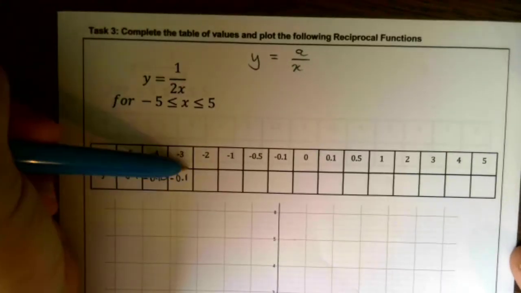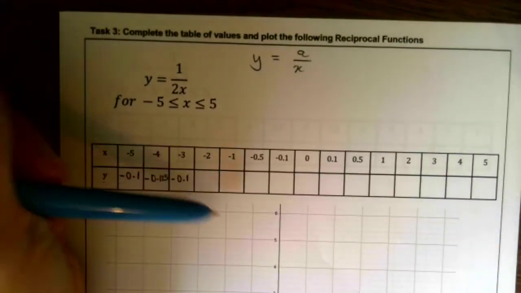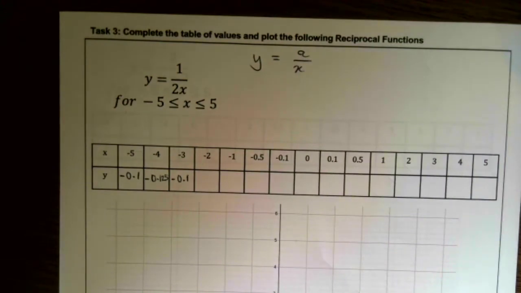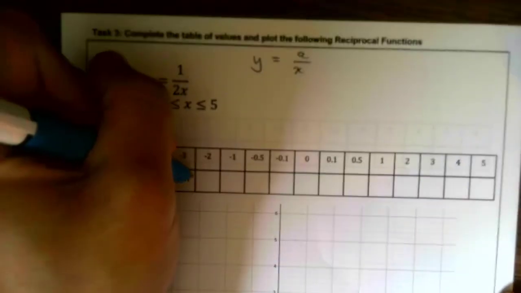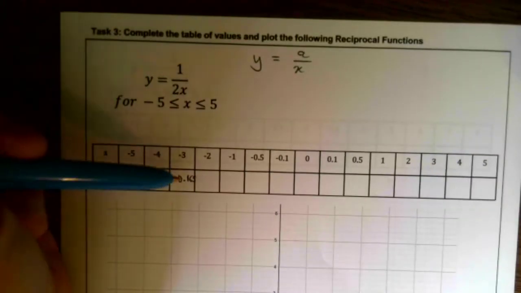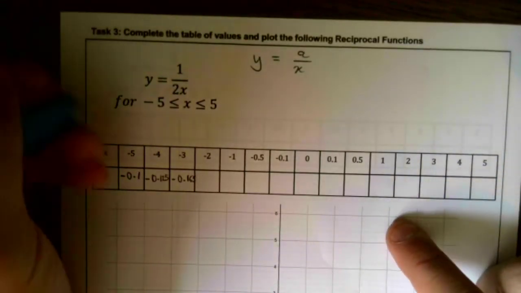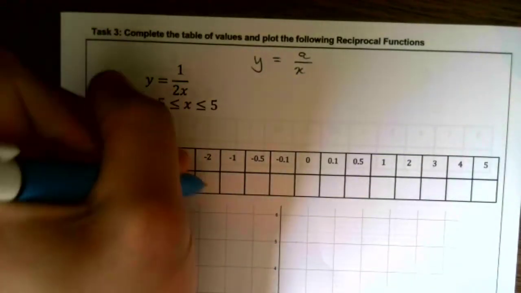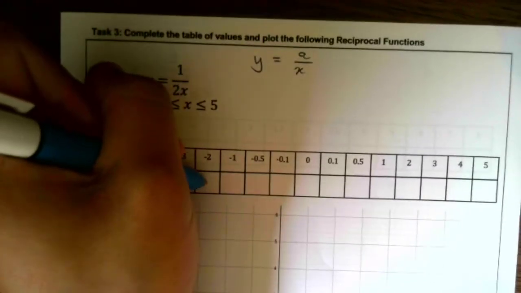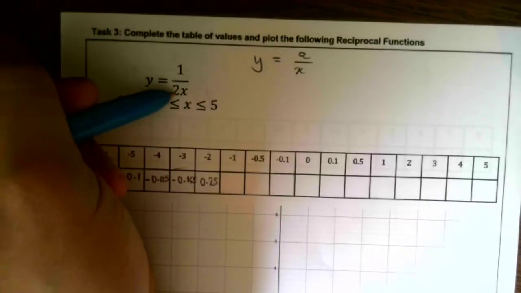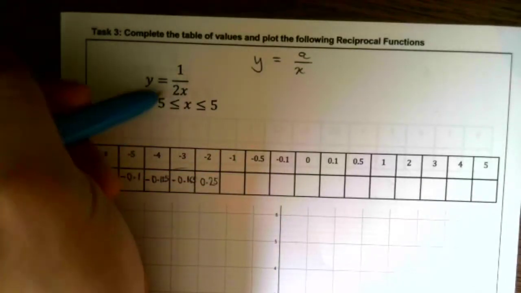So if you think about a third being 0.33, we need half of that, so we end up with 0.165 approximately. Okay, you could even keep this to 2dp if you wanted. Yeah, you can see that I haven't got that much space. Okay, -2, so 1 over 2 times -2, that's a negative quarter, so -0.25.